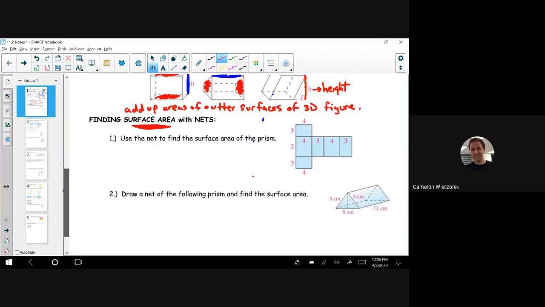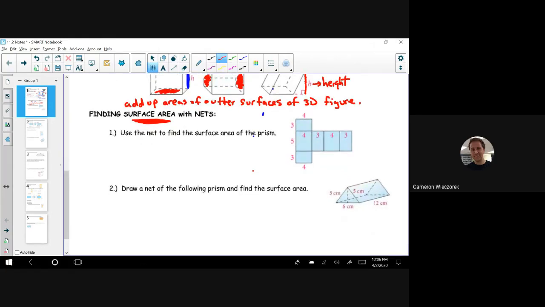So in this net diagram that I have here, this would have been a rectangular prism that got unfolded. I count 6 faces, so there would have been 2 on the top, 2 on the bottom, 2 on the left, 2 on the right. Once I unfold it, I can find the area of every single face that I have here, and I can just add them all up. That's exactly what I have right here. I'm just going to add up the surfaces of my entire 3D figure. So here's my net diagram.